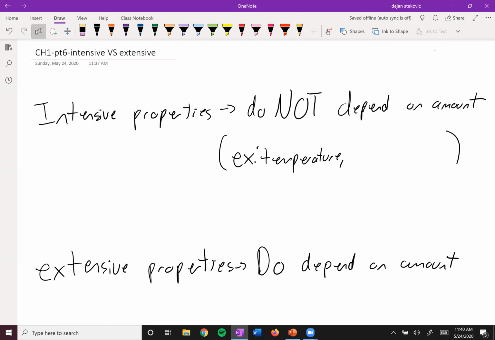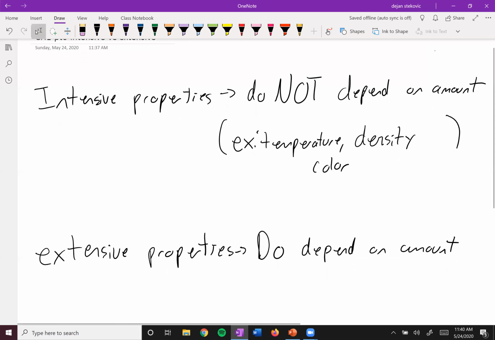Another example of an intensive property is density, right? Talking about how dense something is. If you have one bowling ball or two bowling balls, it doesn't matter how many you have, they have the same density. Another example is color, right? Color, if something's blue, it's blue whether you have one of it or two of it. It doesn't matter how much you have.